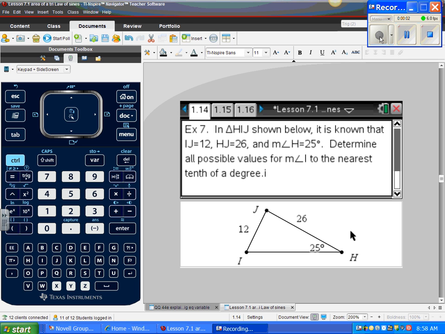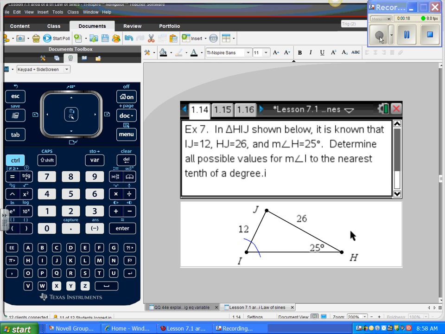Okay, so yesterday we talked about law of sines, right? So we're going to do a little bit of review of what we did yesterday, and then we're going to talk about what's called the ambiguous case. All right, so we've got example 7 up on the board. I want you to go ahead and use law of sines to find the missing angle that they'd like, okay?